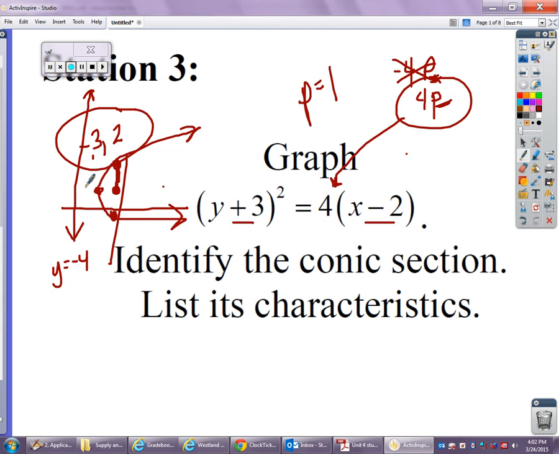Other thing you might need to know is where the focus is, and we already did that. Focus is right here, and all of it is on the axis of symmetry. Both the focus, the vertex, and pretty much anything we would need would be through that line of symmetry.